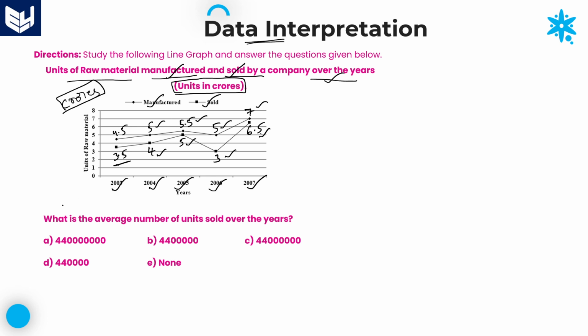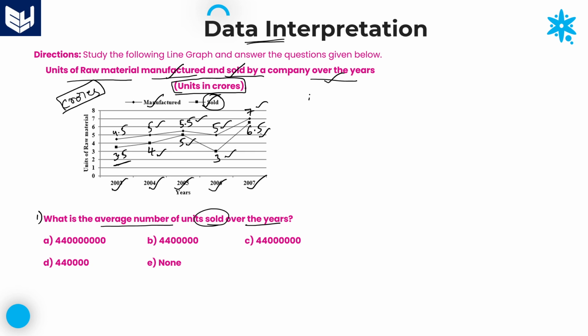Now, after that, you need to see the questions. Look at the first question. Here the question is, what is the average number of units sold over the years? Here we need to calculate the average number of units sold. We are talking about how many raw materials are sold over all the years. That particular average value we need to calculate.